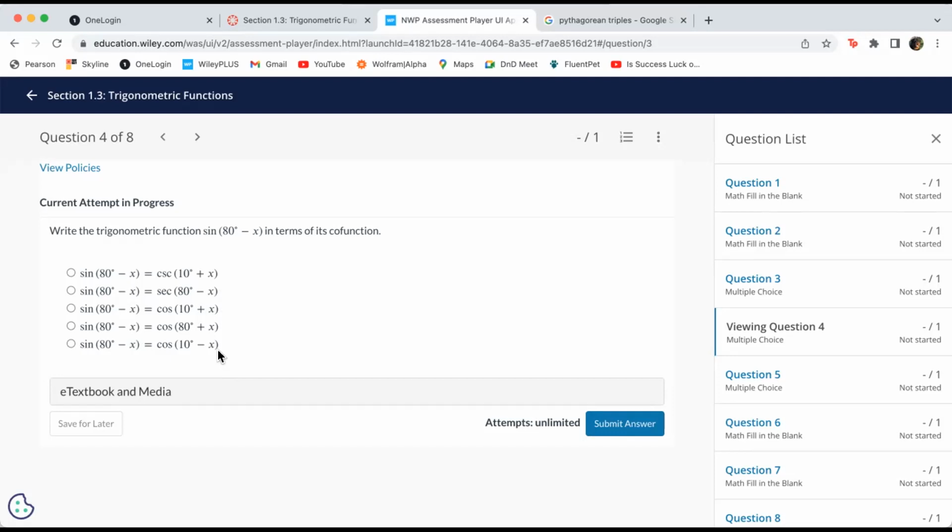Is it 80 minus x and 10 plus x, 80 minus x and 80 plus x, 80 minus x and 10 minus x? You might have different values of 80 and 10, but it's going to work the same. Add up to figure out which pair of angles adds up to 90 degrees. So I've got 80, I got a minus x and a plus x. If I add those angles together, the x's will cancel out. And then 80 plus 10 is going to be the 90.